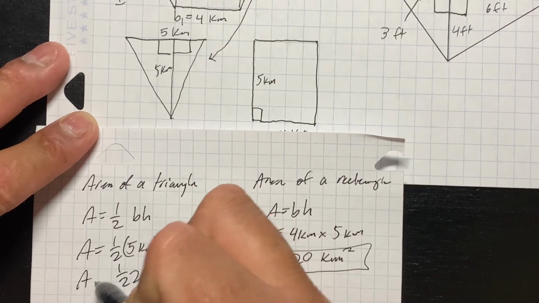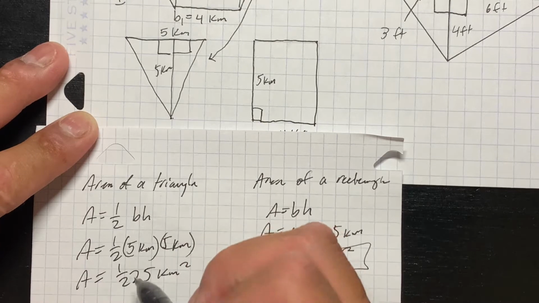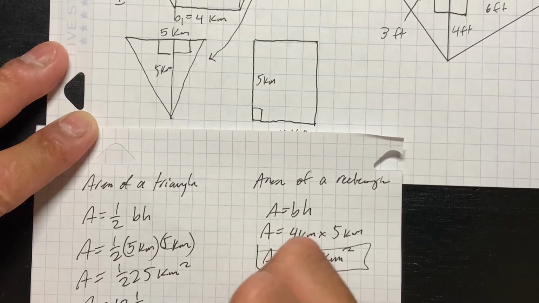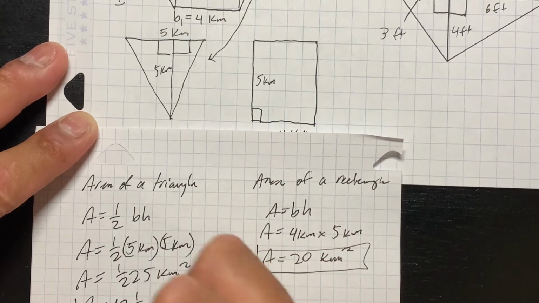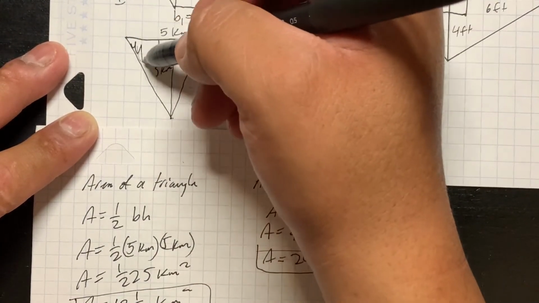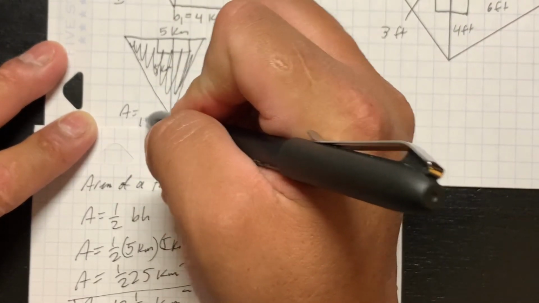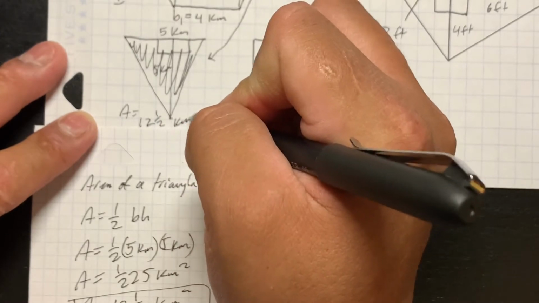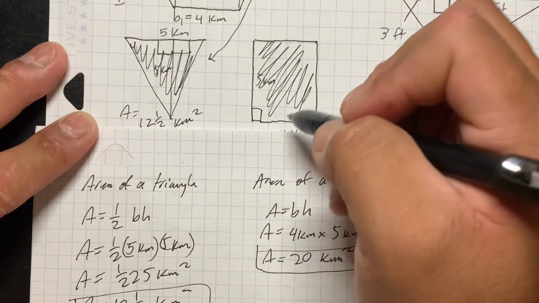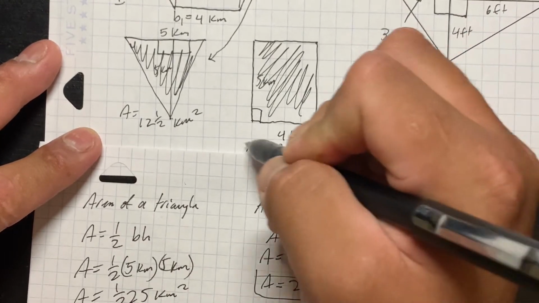And then again, you just multiply that by 0.5. So again, half of 25 is going to be 12.5 kilometers squared. And again, this is the area for a triangle. So this whole triangle right here is going to have an area of 12.5 kilometers squared. And the whole area for this rectangle is going to be area equals 20 kilometers squared, okay?